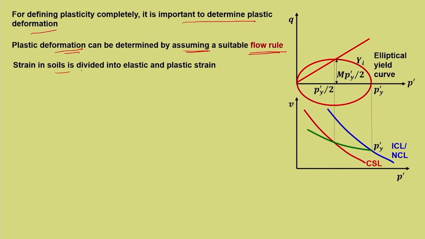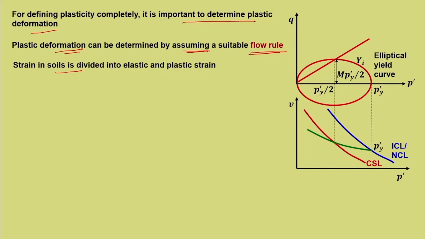How close it is to the realistic behavior of the soil is a different aspect, because for engineers we need to define it mathematically, and for that we need to make certain assumptions. So, flow rule is one such assumption. Strain in soils, now where does this come from? Why do we need to account for flow rule?